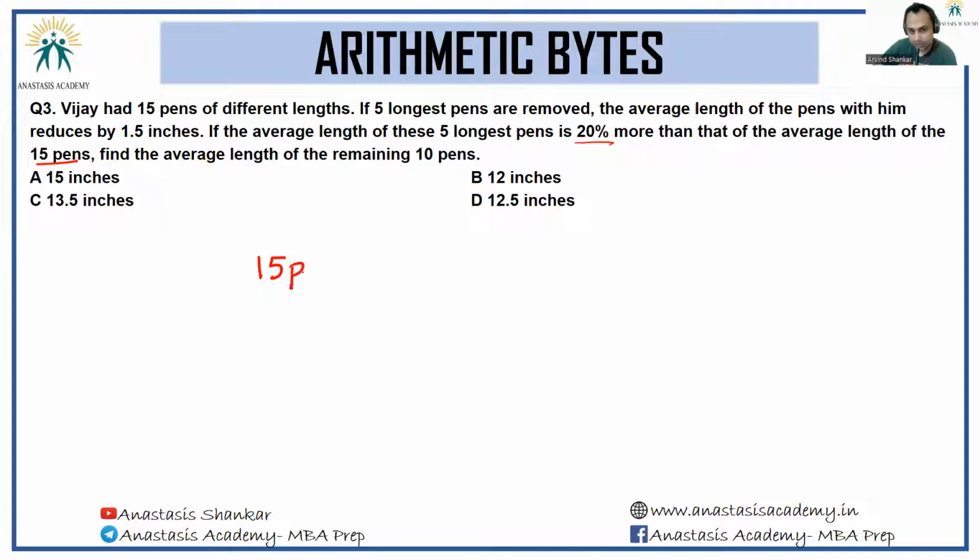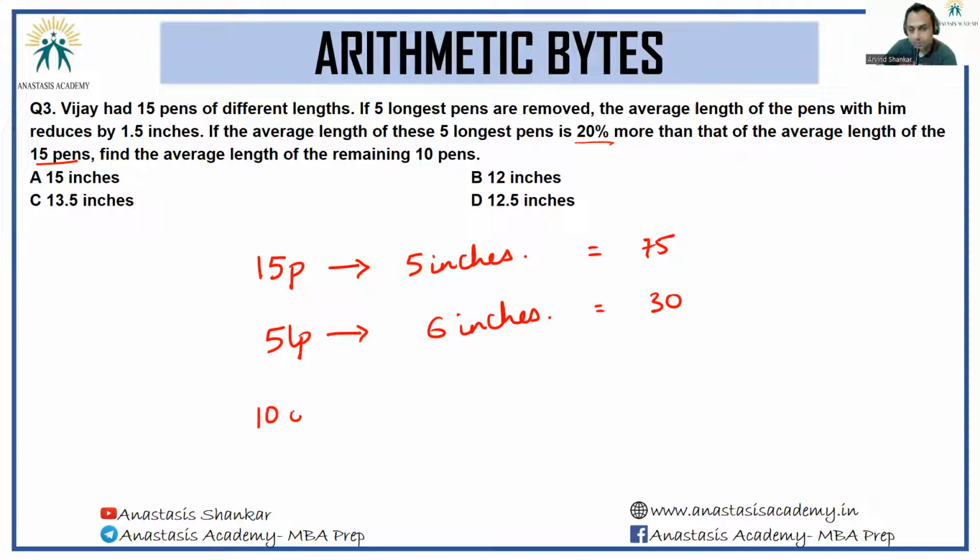I'm saying of his original 15 pens, let the average length be 5 inches. For the 5 longest pens, the average length will be 6 inches. So can you see here the summation of lengths turns out to be 75. Here the summation of lengths turns out to be 30. So for the 10 other pens, their summation of length should turn out to be 45. And therefore the average would be 4.5 inches.